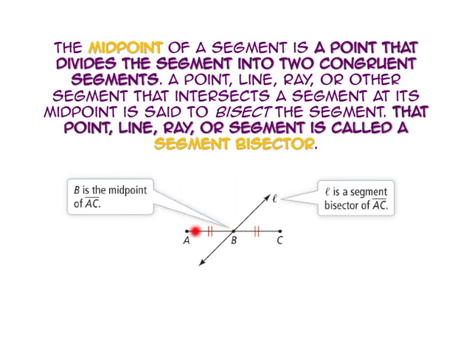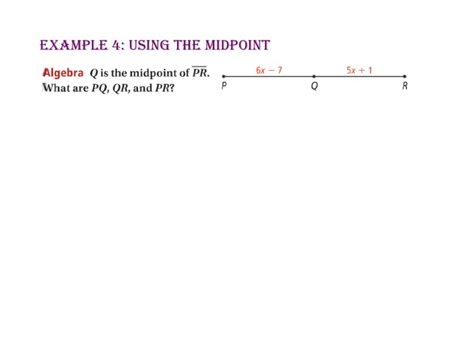Here, segment AC's midpoint is point B. Notice the two tick marks on segment AB and segment BC. Line L crosses segment AC at point B, the midpoint, so line L is the segment bisector.